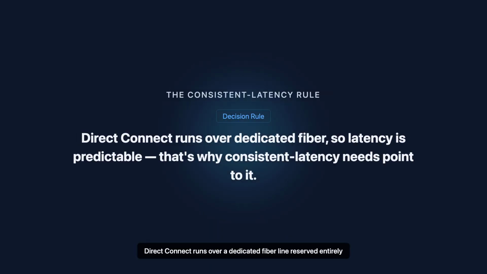Direct Connect runs over a dedicated fiber line reserved entirely for you, so its latency is predictable and consistent. VPN runs over the shared public internet, so its latency rises and falls with internet congestion. That's a real engineering difference, not a preference. When your service level agreement demands predictable latency, say, for a real-time trading system or a critical healthcare integration, Direct Connect is the right tool, because a dedicated private line is the only way to promise steady latency. So the decision rule is simple. When the requirement is consistent or predictable latency, the answer is Direct Connect.